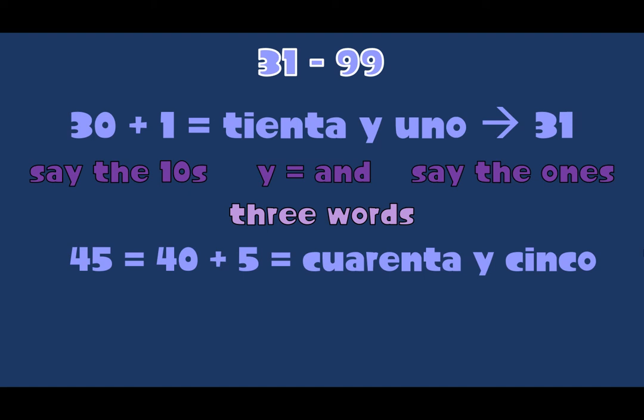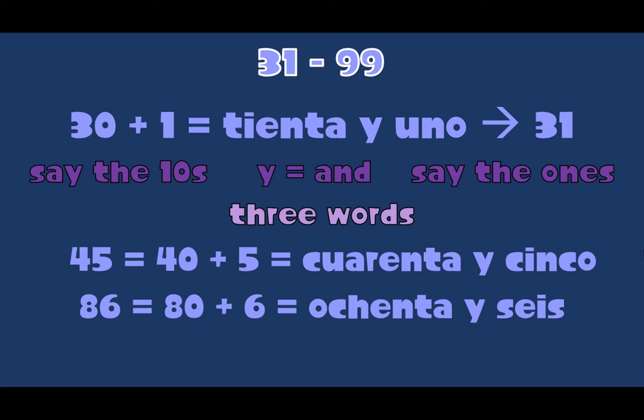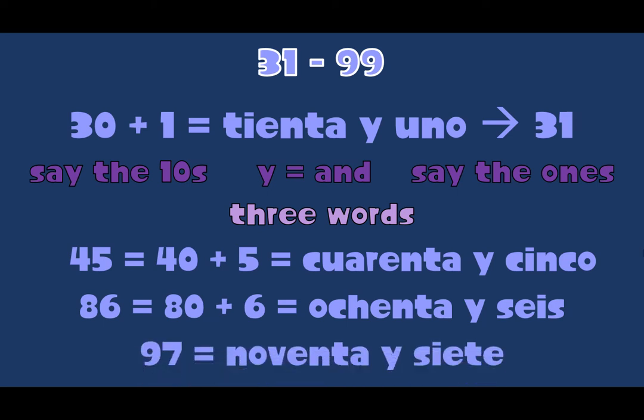45 would equal 40 plus 5, which is 45. 86 would equal 80 plus 6, which is 86. 97 would equal 90 plus 7, or 97.